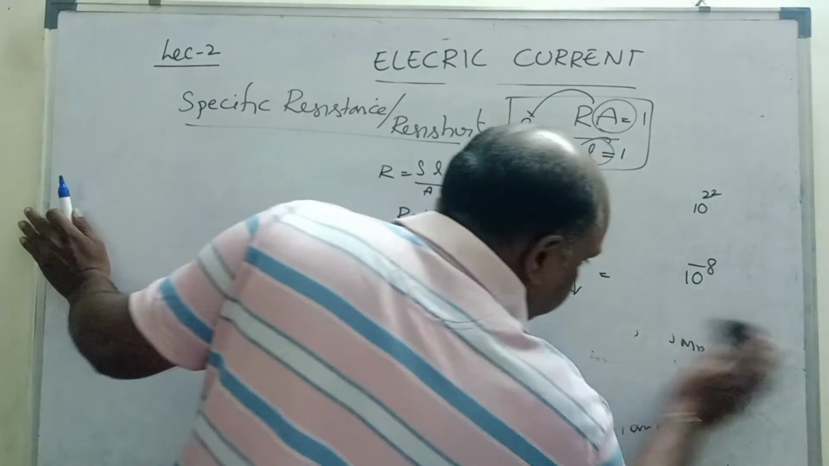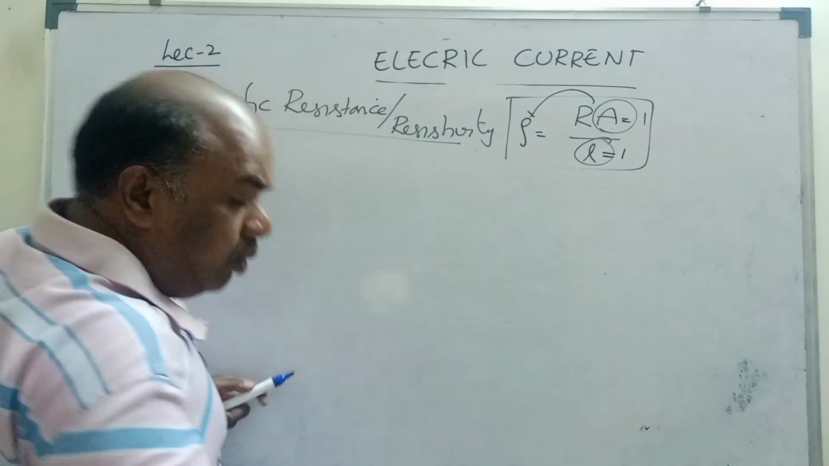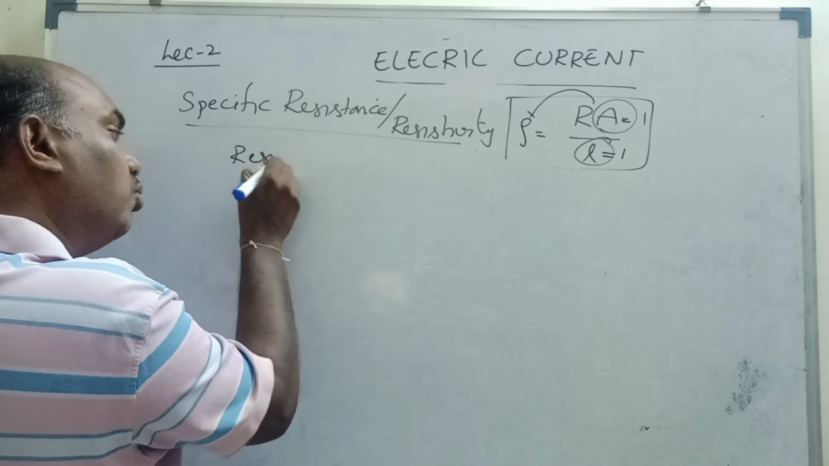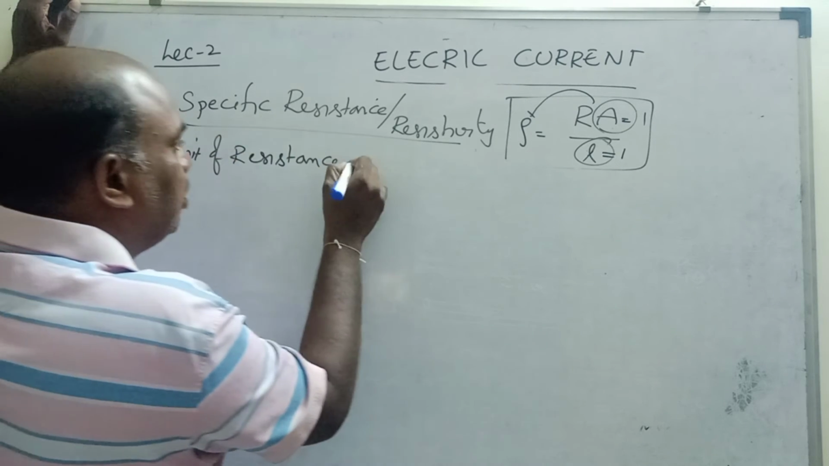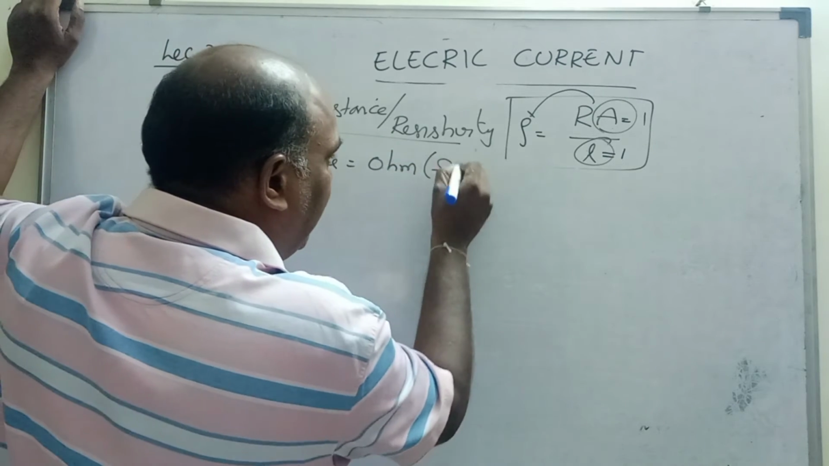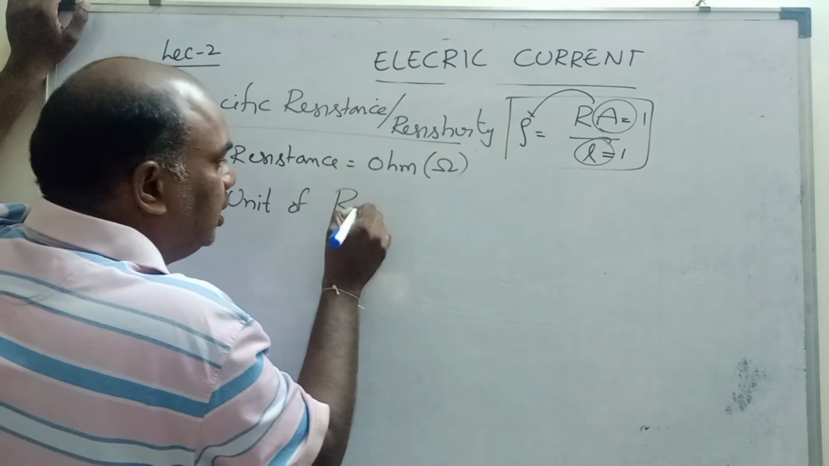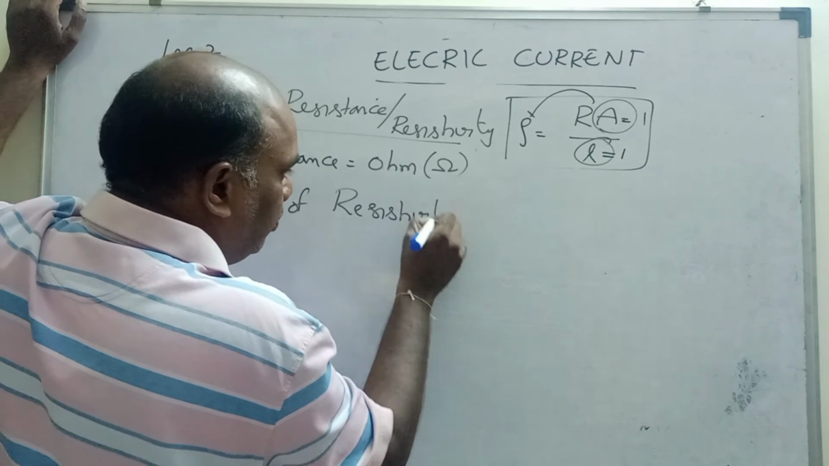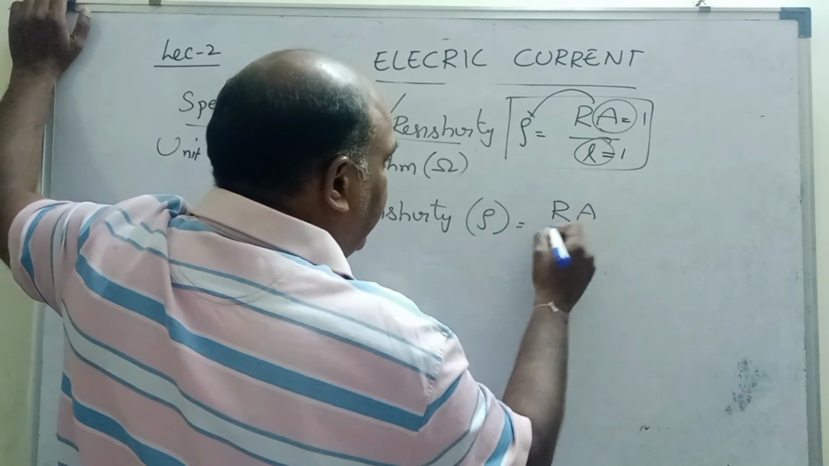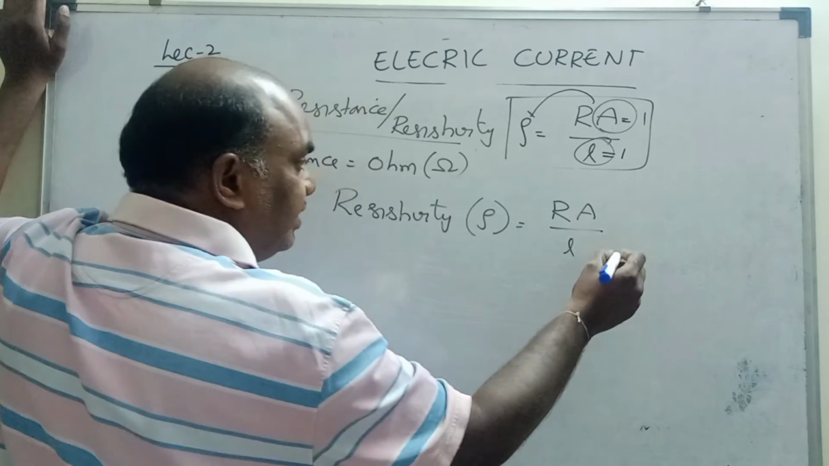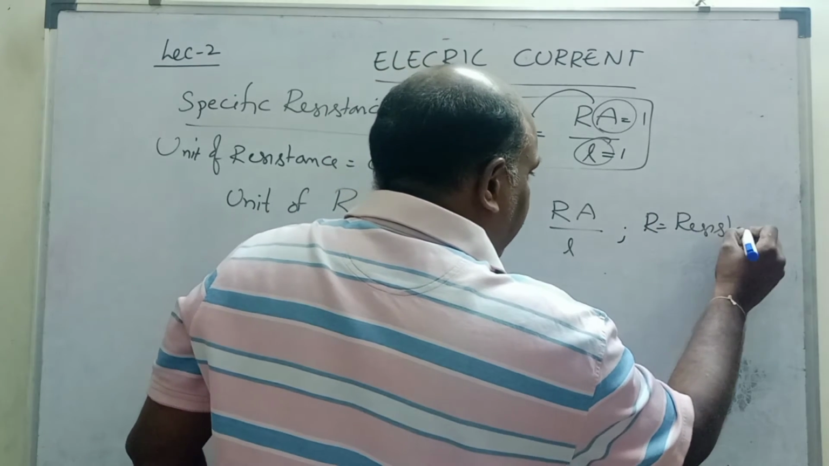Now we will see what is the unit of resistivity. The unit of resistance we saw is ohm, symbol is omega. Now what about the unit of resistivity? From rho is equal to, what is the formula? RA by L. Here R means resistance. Observe, children, terms are important. R is the resistance of any conductor.